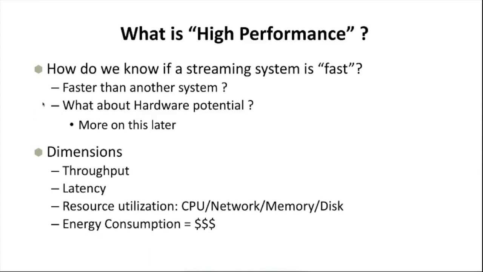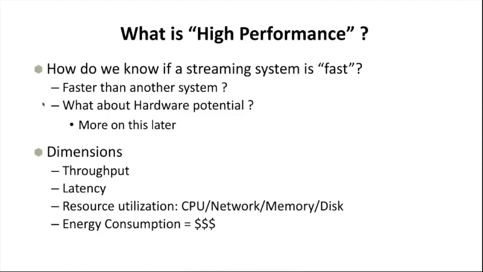But a better way to do it is actually to compare it with the hardware potential instead. Because if everyone's average, if you're better than average, you're not really great. And we'll talk about this later, because this is one of the fundamental parts that occurred at the very initial design of Storm 2.0, to look into the hardware potential. The primary dimensions for performance: throughput, latency, resource utilization, and energy.